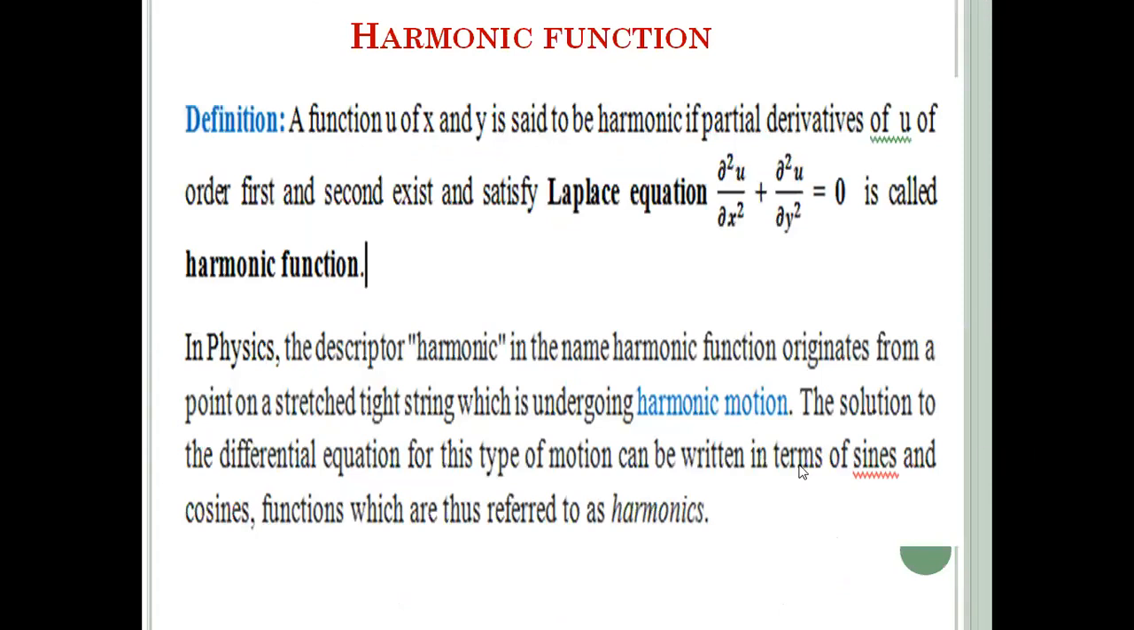Any function u of x, y is said to be harmonic if the partial derivatives of u of first order and second order exist, and u must satisfy this equation, called the Laplace equation. Therefore, u of x, y is harmonic if all four partial derivatives exist and satisfy this equation. In physics, you come across this in the form of harmonic motion, and the solutions of such motions are usually sines and cosines, which are harmonic functions.